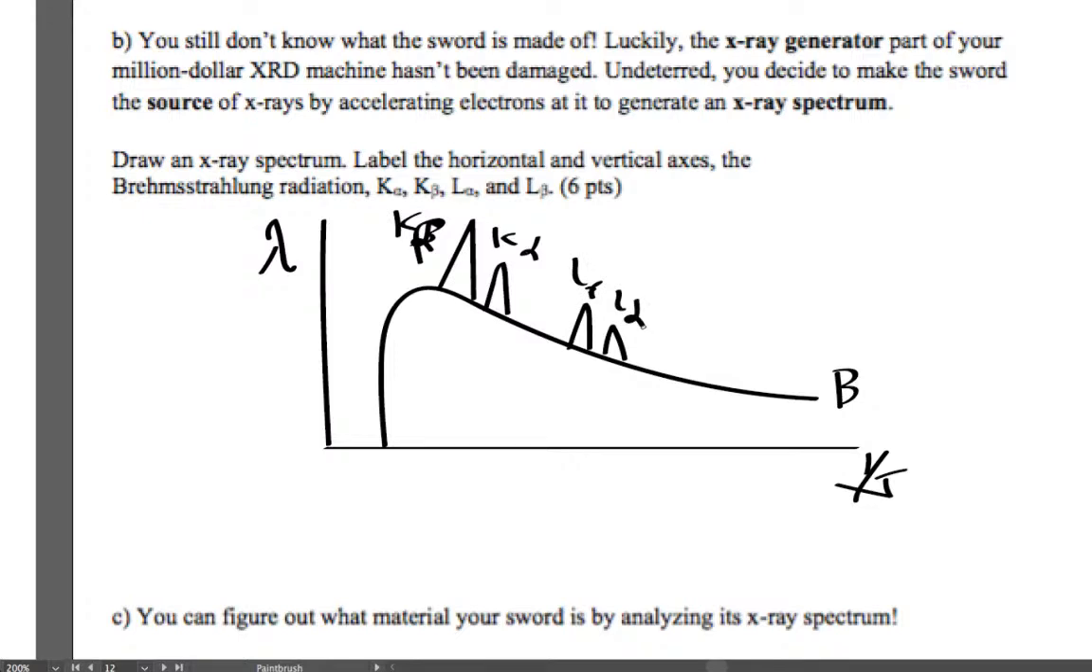Oh wait, sorry, this is the lambda. And then this one here is the intensity. Because of my cheat sheet, which I actually just cheated a little bit. I'm so sorry. But that's basically the XRD.